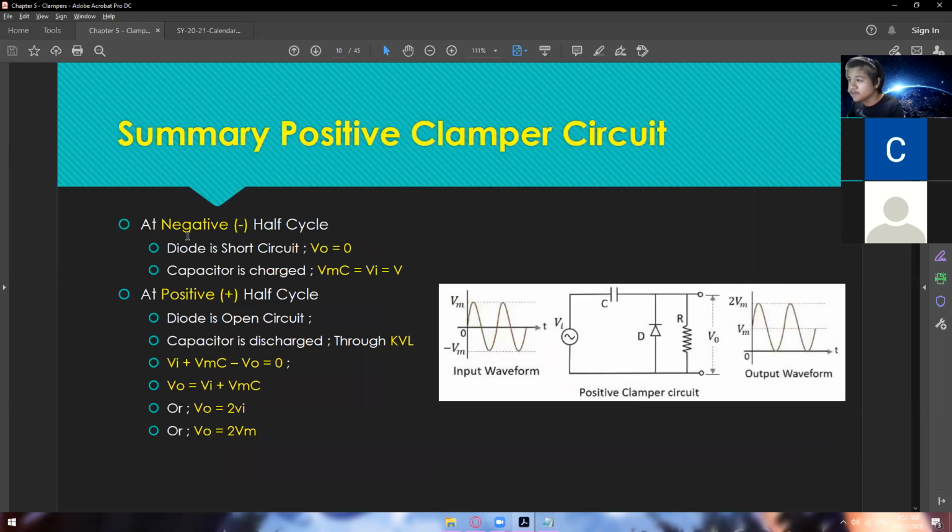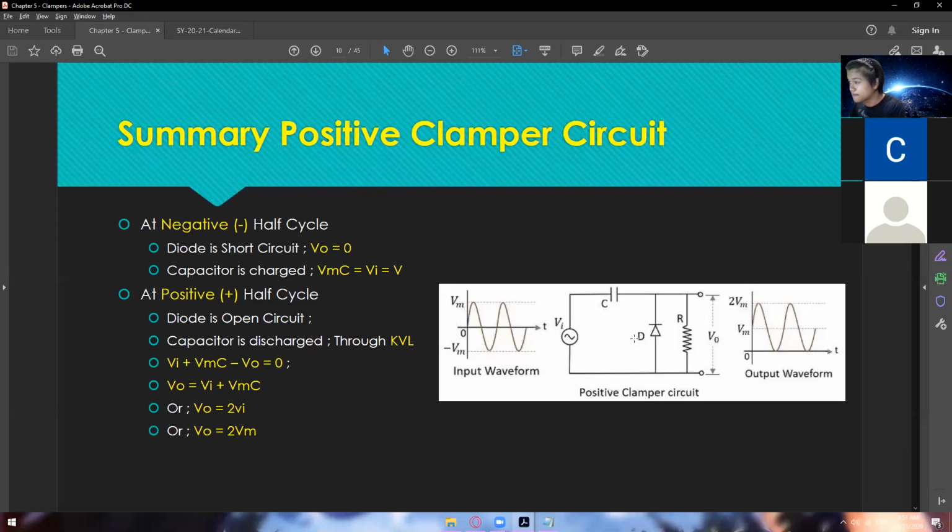So here's another important part on where will you start. Is it during the negative or is it during the positive? So when it comes to clamper, you have to charge the capacitor first. So for you to be able to charge the capacitor, you must have a closed circuit on this spot. You must have a forward bias, or you must have a loop of voltage for you to be able to charge this capacitor to the maximum, or the VMC.